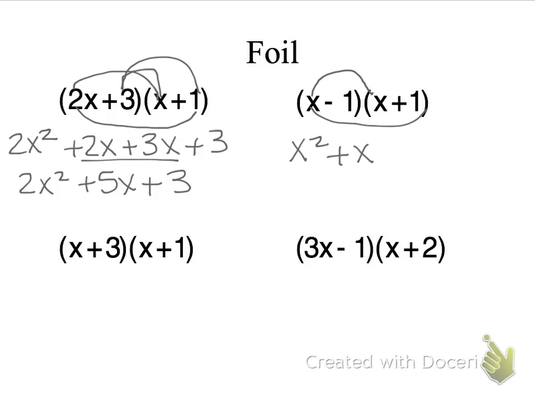For this one, our first is x squared. Outside is x. Inside is negative x. And last is negative 1. Okay, don't forget about this negative in here. So x minus x gets us 0. So we're going to get x squared minus 1.